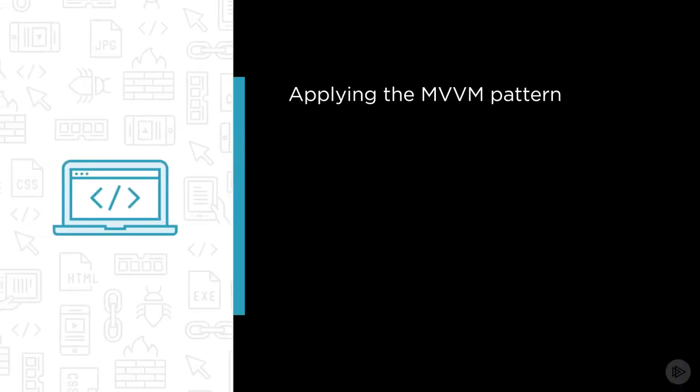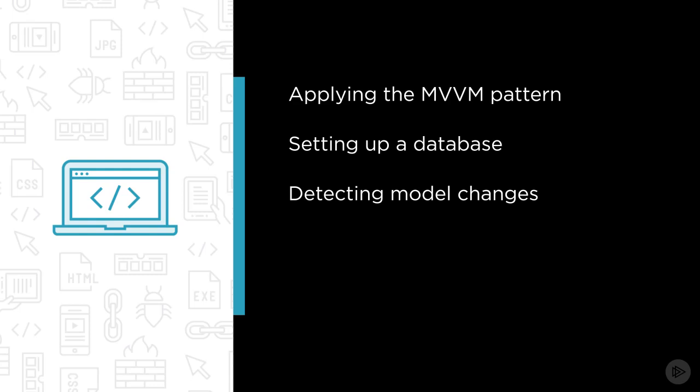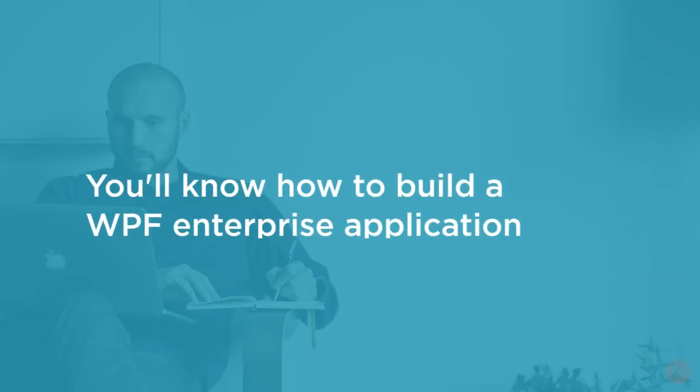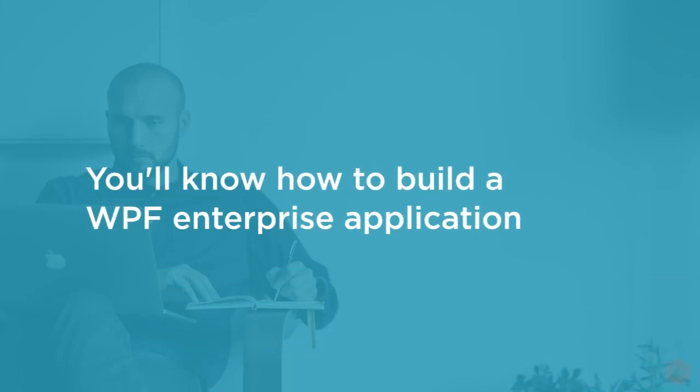Some of the major topics that we will cover include applying the MVVM pattern, setting up a database with Entity Framework Code First, detecting model changes with Entity Framework's DB context, validating user input with data annotations, and implementing optimistic concurrency to handle multi-user conflicts. By the end of this course, you will know how to build a data-driven WPF enterprise application with a tabbed user interface and a modern and dark design.